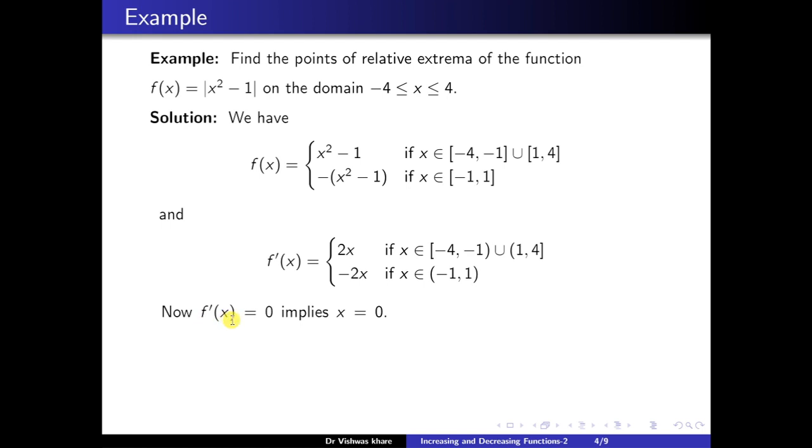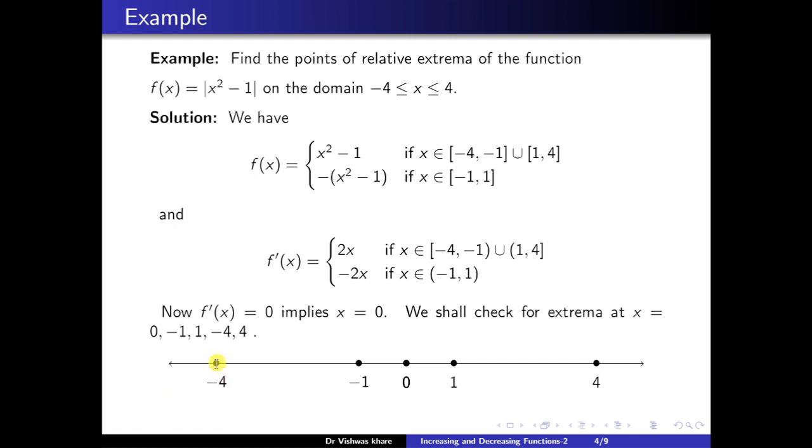Now f'(x) = 0 implies x = 0. So we shall check for extrema at points x = 0, −1, 1, −4 and 4. So these points divide our domain −4 to 4 into these parts: −4 to −1, −1 to 0, 0 to 1, 1 to 4. So we'll see the behavior of the function at these points and we'll check whether it is having extrema on these points or not.